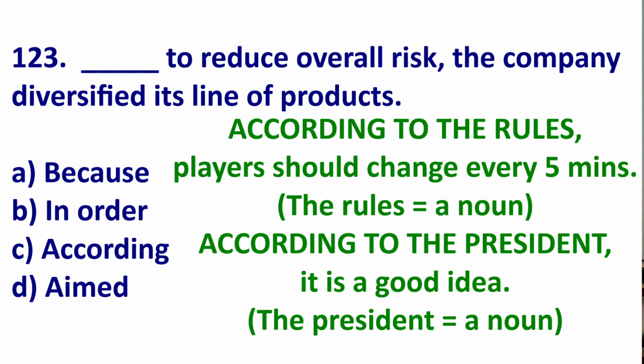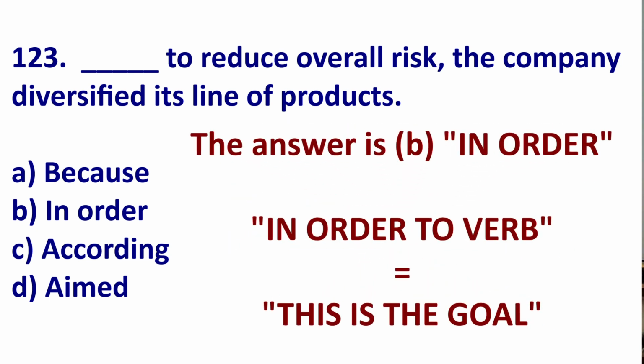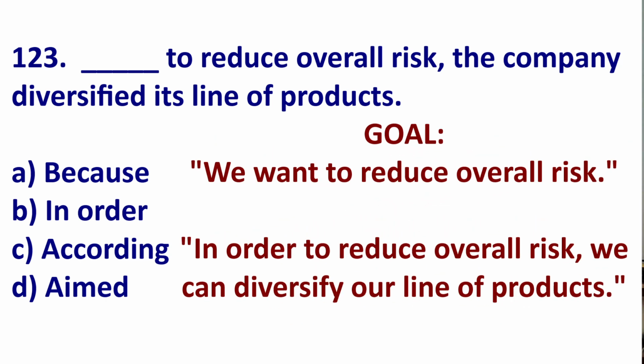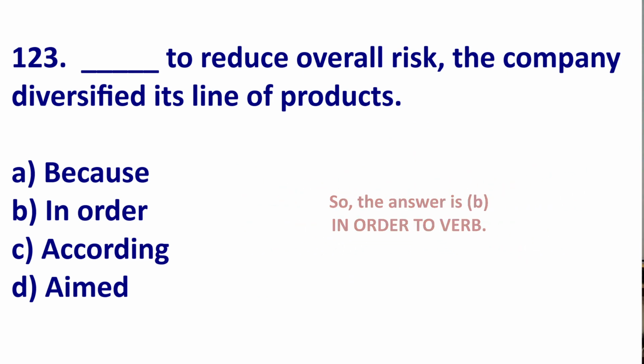So now we have aimed and in order. Well, the answer is in order. In order to plus verb is saying this is the goal of the action. For example, we want to reduce overall risk. So in order to reduce overall risk, what will we do? Well, the company diversified its line of products. So more variety. So the answer here, once again, is B.